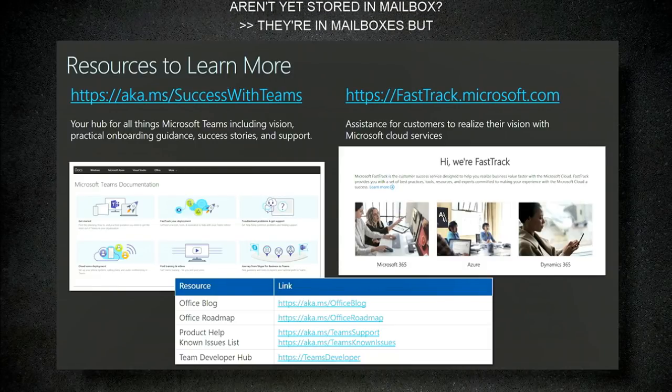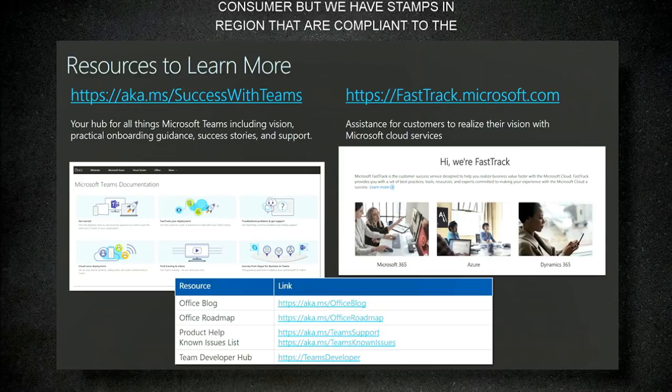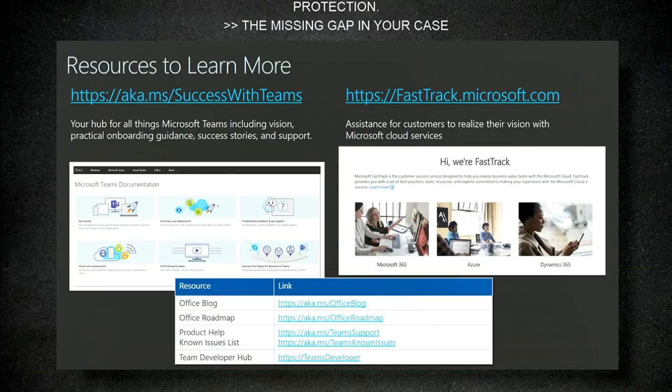Operationally, the chat service is an in-memory cache with all the fan out and everything, and then a backing store that's Azure Storage. We use the same fundamental architecture as Skype consumer, except we have our own stamps of it in region that are compliant to the levels that our enterprise customers expect. Then we have a separate pump that pushes the data into the mailboxes for information protection reasons. So the missing gap in your case is to get that Azure storage in country. And that would complete the story, so we could say all customer data at rest is in country.